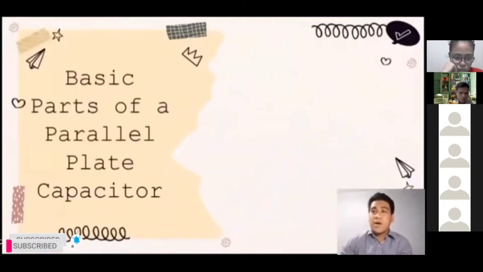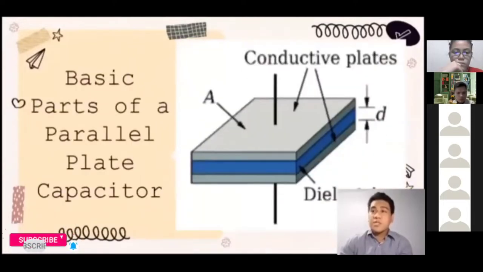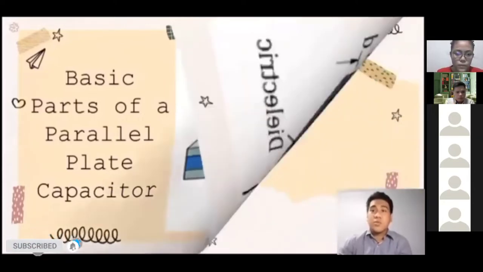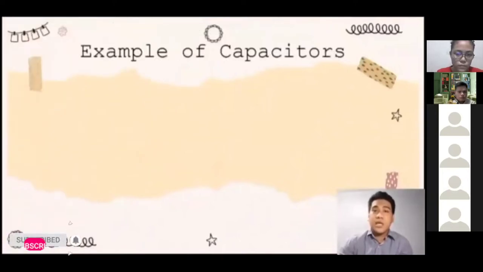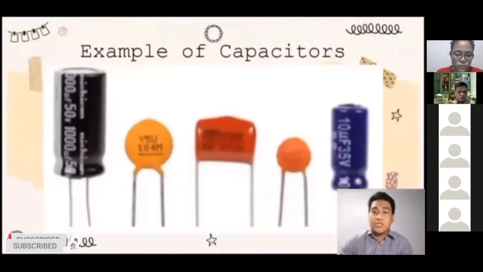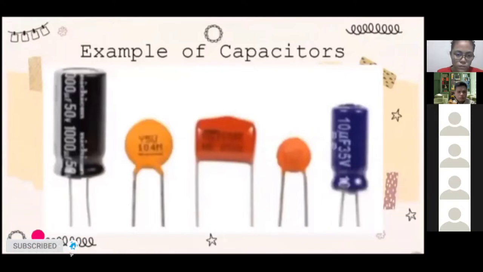Next, I'm going to show you the basic parts of a parallel plate capacitor. We have two basic parts: the conductive plate and the dielectric. The conductive plates are located on the top and the bottom, the gray part or the letter A. The dielectric is located between the conductive plates. It is the blue part or the letter B. Next, I'm going to show you examples of capacitors and the different materials used in them. Look at the examples carefully.